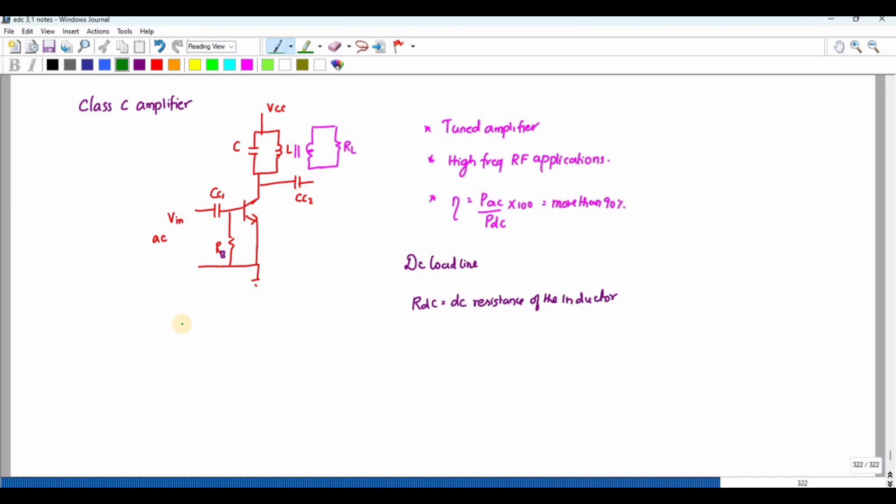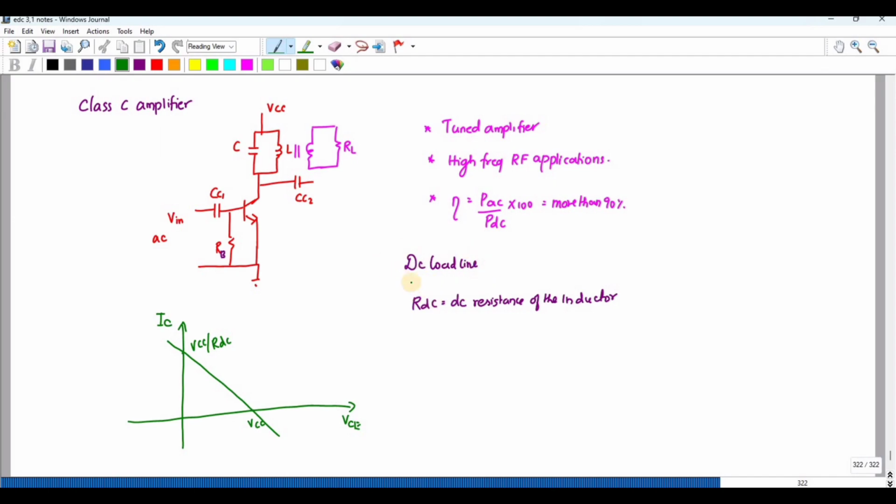Okay, so let me draw this. This is IC and this is VCE, and we know that the DC load line is like this, and this is your VCC by RDC, and this is nothing but VCC.